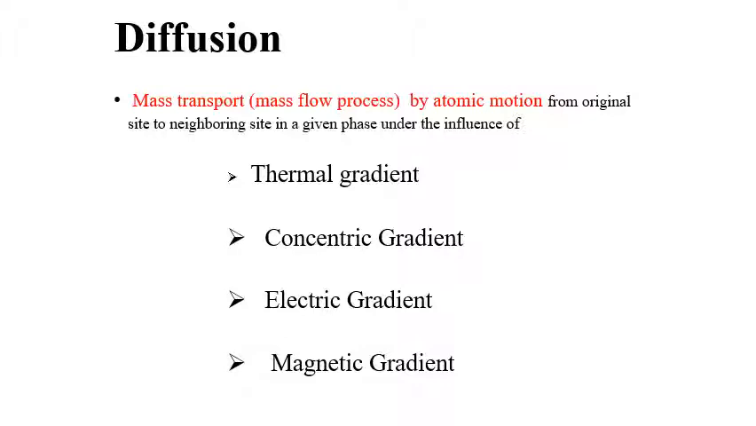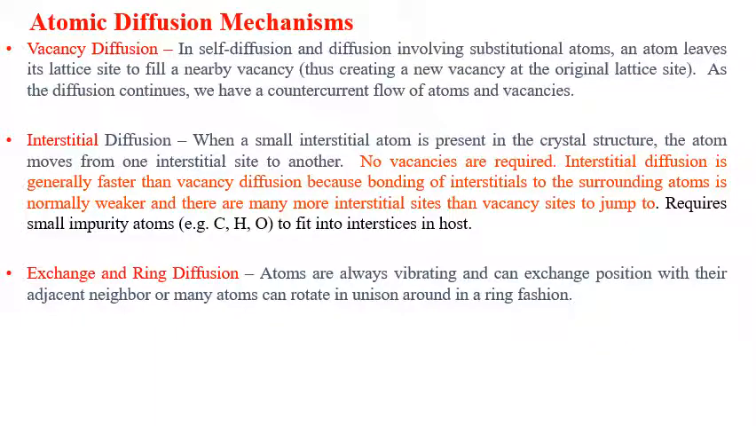Whenever an object or a cluster of atoms wants to move from one position to the other position, there should be a gradient. Whatever I said about atomic diffusion, there are a few mechanisms, and it can follow any one of the methods depending upon the availability. The first one we call vacancy diffusion.